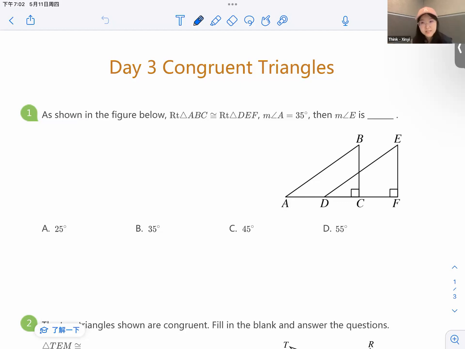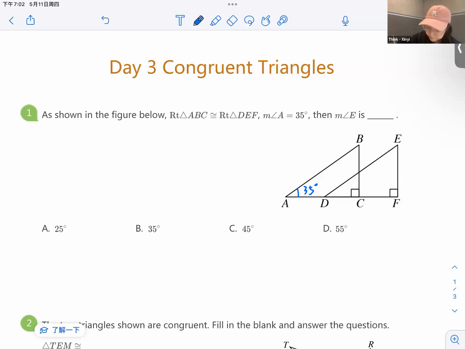The first question is relatively easy. We have two right triangles, ABC and DEF. They are congruent to each other, and we have angle A equals 35 degrees, and then we need to find angle E.